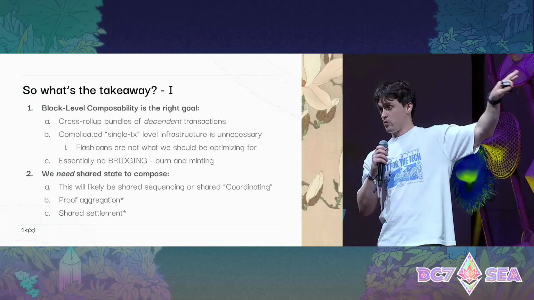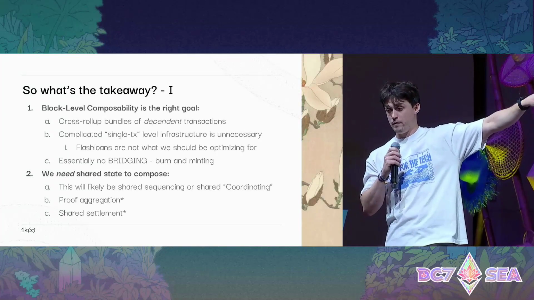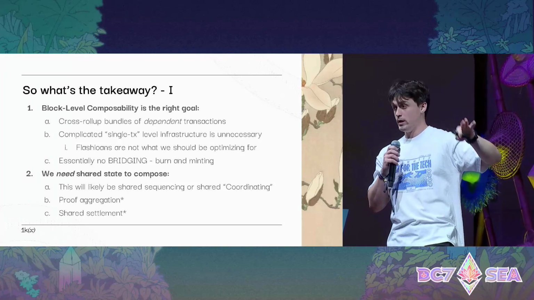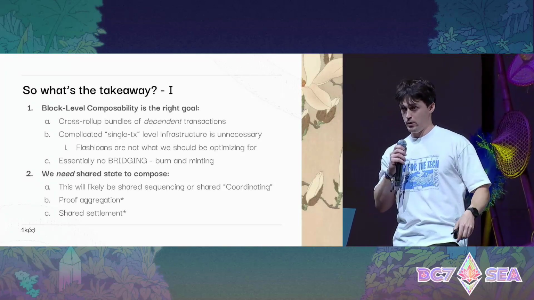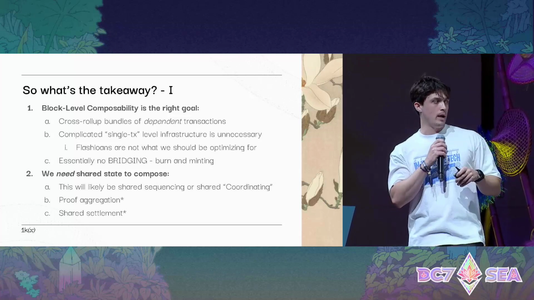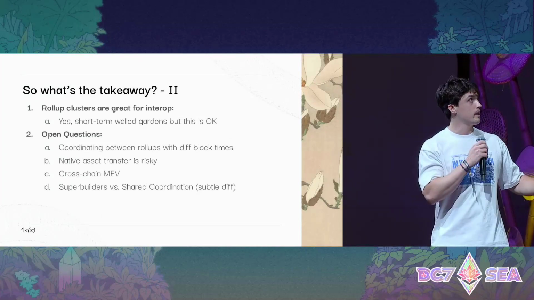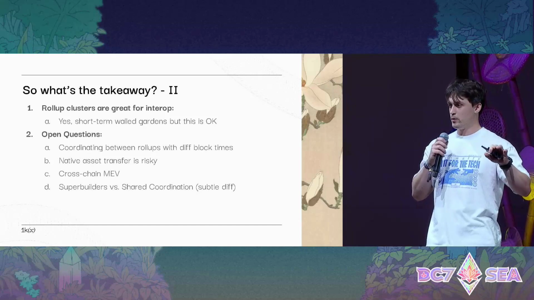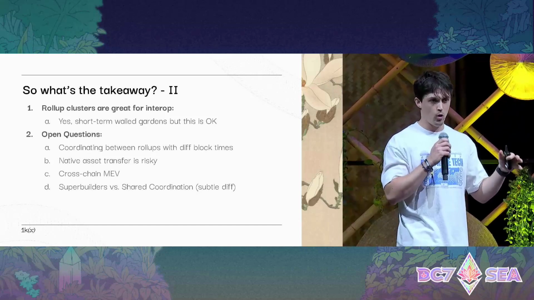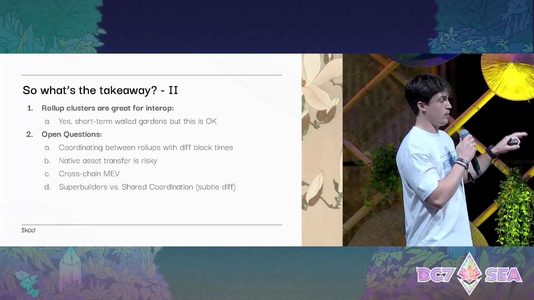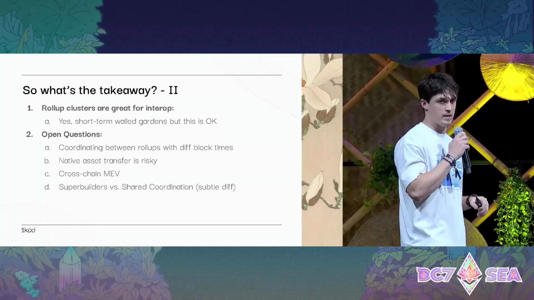Block level composability is the right goal. We should not be optimizing for cross-chain flash loans. We need shared state to compose, so we need a shared sequencer, we need a shared super builder, some sort of shared state to go back and forth here. And the last point, I've got 7 seconds left. Rollup clusters, you're gonna hear a lot of people talk badly about these because they're walled gardens. They're fantastic. They're really good for the middle ground, and we're gonna work up to a place where we can bridge between all of them. So thank you.